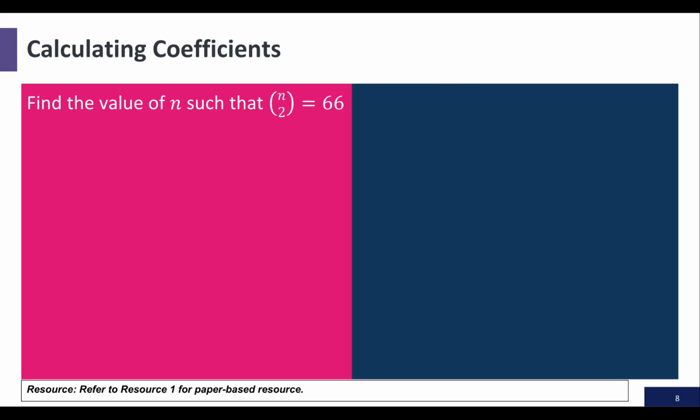Okay, here's the next one. Find the value of n such that n choose 2 is equal to 66. So we're not asked to fully start from first principles here. We can use the formula straight away. So we know that n choose 2 from the previous video, hopefully you've written it down in your notes, was n times n minus 1 divided by 2. So that's what I'm going to do now. I'm going to replace this n choose 2 bit here with 66.